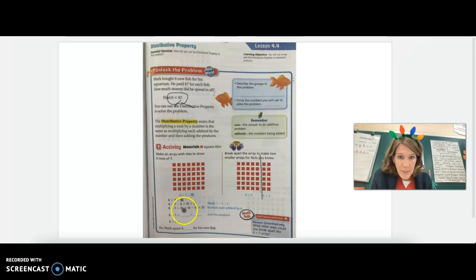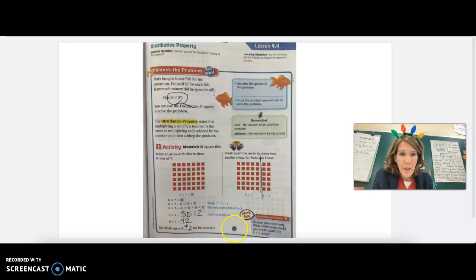So, 6 times 7 is equal to 6 times 5 plus 6 times 2. 6 times 7 is equal to what? 6 times 5? 30. And 6 times 2 is 12. 30 plus 12 is 42. And you can go off to the side and do that if you need to. So Mark spent $42 for his new fish.